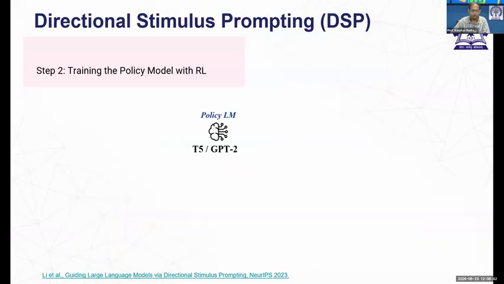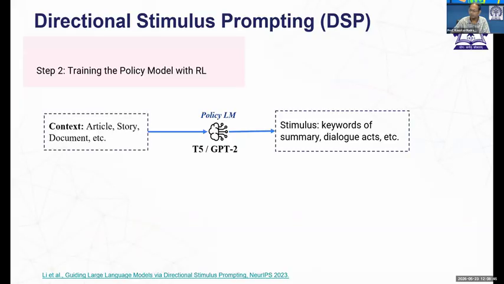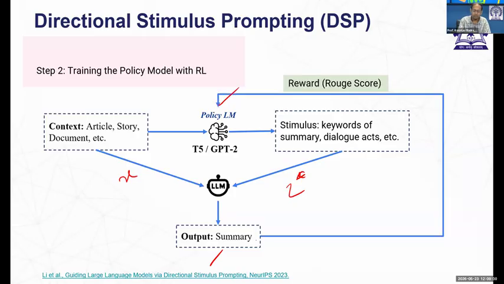Okay. So this policy LM is there. I am feeding the context to that. It is generating the stimulus. The LLM is taking both the context, this is X, and this is z star, and it is generating the summary. Now, how to judge the quality of the policy LM, whether the keywords are good or bad? We are checking the quality of the summary, and we are feeding this as a reward to the policy LM. This ROUGE score is a metric that measures how the generated summary is matching with the human generated summary.